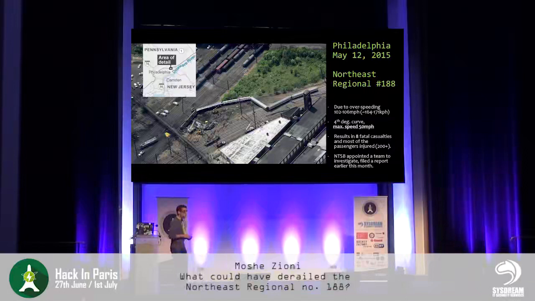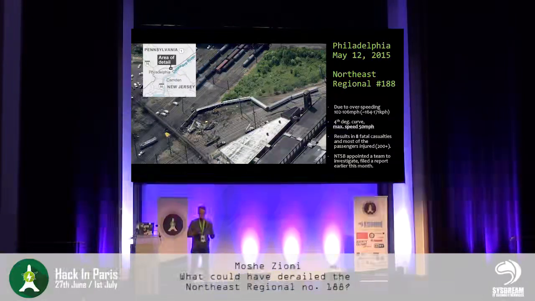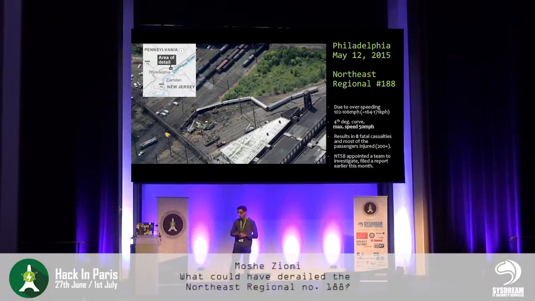So this is a picture from the derailment case. It was horrible, actually. The train went from Boston to Washington and went through its normal route. It's the Northeast Regional 188. It was May. Everything was perfect. The engineer of the train was just weeks into his job, but a very dedicated man, so they say.